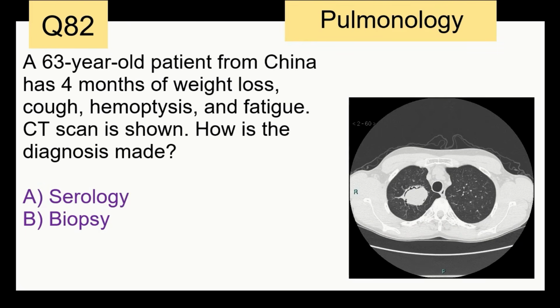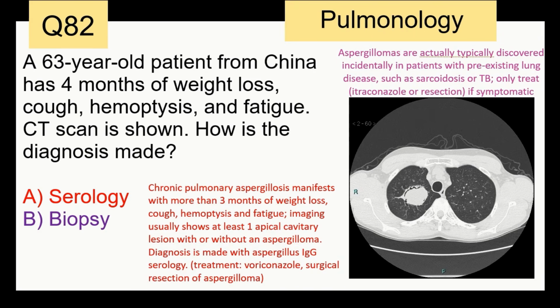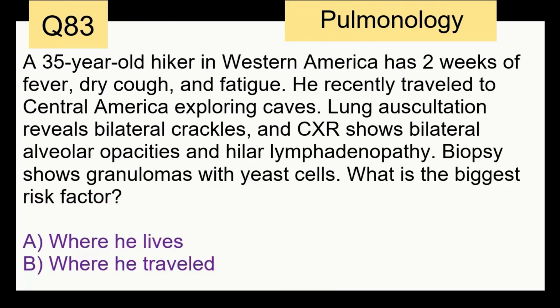All right, 82. A 63-year-old patient from China has 4 months of weight loss, cough, hemoptysis, and fatigue. CT scan is shown. How is the diagnosis made? So again, this is aspergillosis, and therefore we want to get a serology. That's how we diagnose aspergillosis. And remember the treatment: an antifungal, voriconazole, and surgical resection of the aspergilloma. Aspergillomas are typically discovered incidentally in patients with pre-existing lung disease, such as sarcoidosis or TB.